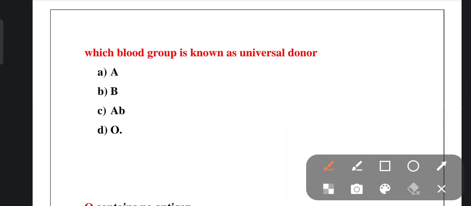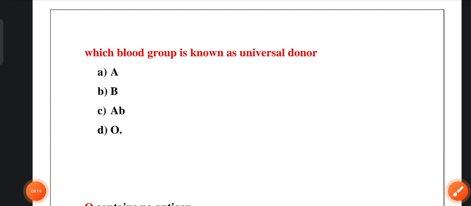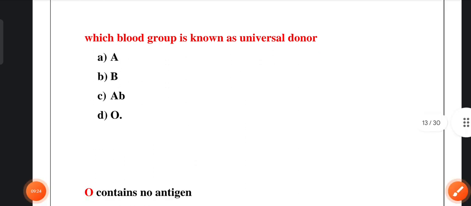Next question is, which blood group is known as the universal donor? It is a very simple question, but sometimes some people are confused about which one is the universal donor. The options are, is it A, or B, or AB, or O? The correct answer is O. O is the universal donor. Why? Because we will see.